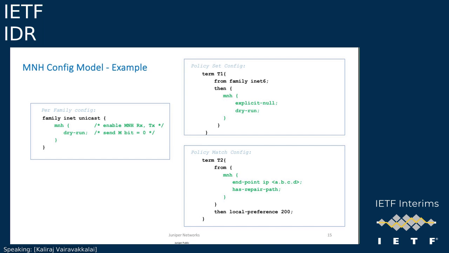Similarly, on the policy level, we can have an export policy to add MNH and specific values in it. Like if you want to send explicit null in the MNH for INET6 unicast routes. And this is in the ingress, where based on some properties of the MNH, we want to give it better preference, something like that. So it's just an example of how config may look when MNH is implemented.